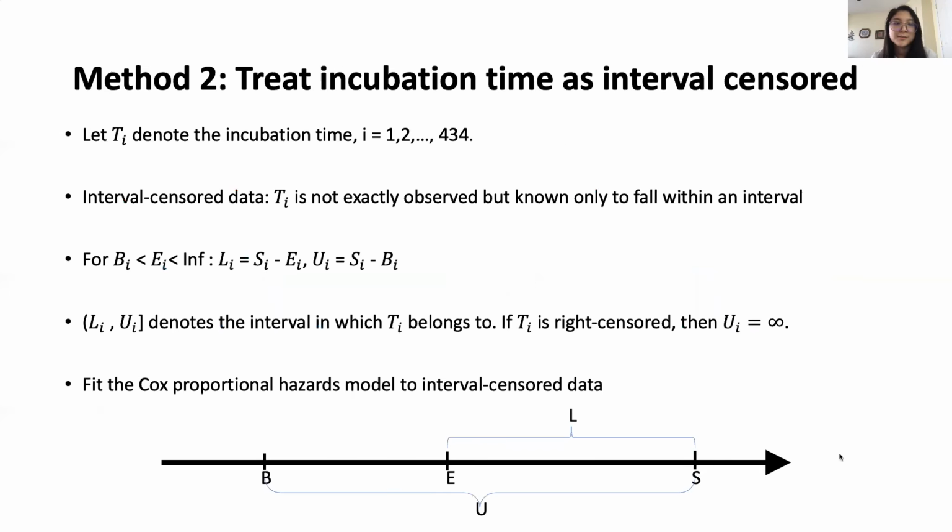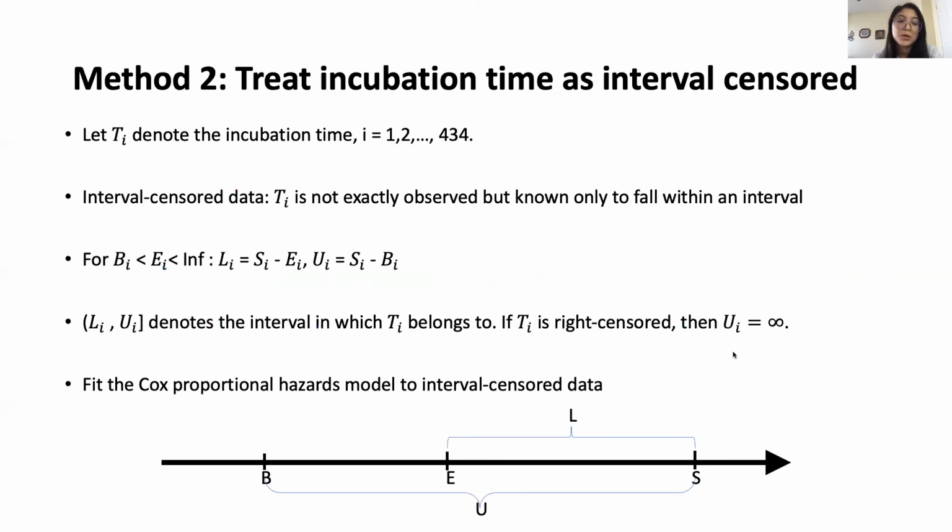So we treat the bias by employing the method to treat incubation time as interval sensitive. Let T_i denote the incubation time for 434 observations, and T_i is not exactly observed but known only to fall within an interval of L and U. If T is right sensitive, then the upper bound will be equal to infinity.